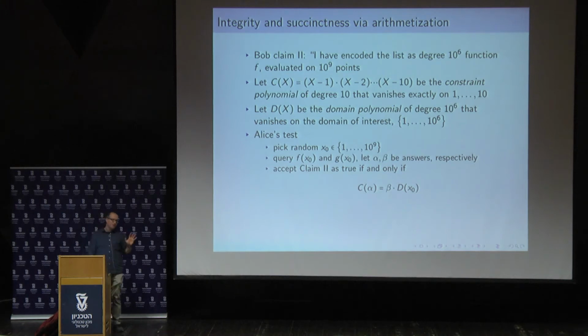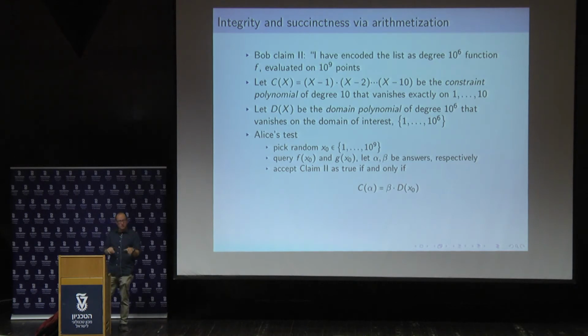I'm going to pick a random element, x naught, in the whole range of 1 to 1,000,000,000. And then I'm going to make my two queries. The first is to the function f that you claim is this good list, and its encoding. The second is to a polynomial g that is supposed to have degree 9,000,000, but you can write any polynomial of degree 9,000,000 that you want. I don't care. You can't change f. The claim is about f. But you can write any polynomial g that you want as long as it has degree 9,000,000.